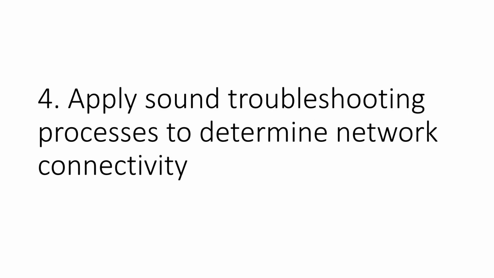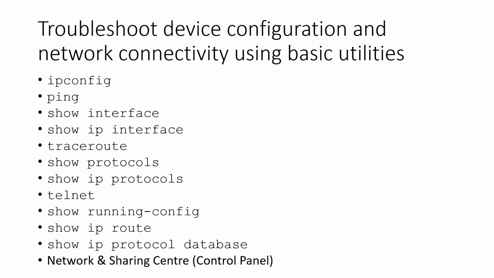So the fourth one, applying a sound troubleshooting process to determine network connectivity. Okay, troubleshoot device configuration and network connectivity using basic utilities. These are some of the commands that you can use: ipconfig, ping, show interface, show ip interface, traceroute, show protocols, show ip protocols, telnet, show running-config, show ip route, show ip protocol database, and the Network and Sharing Center in the control panel.